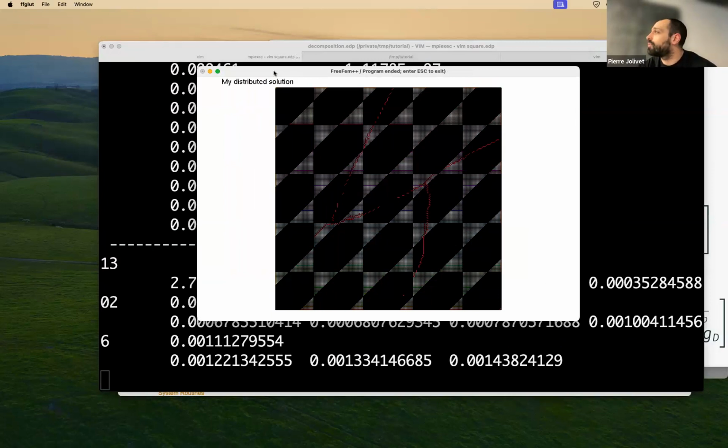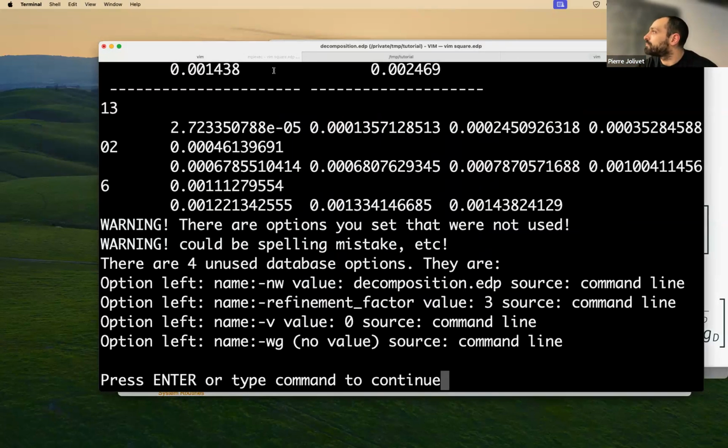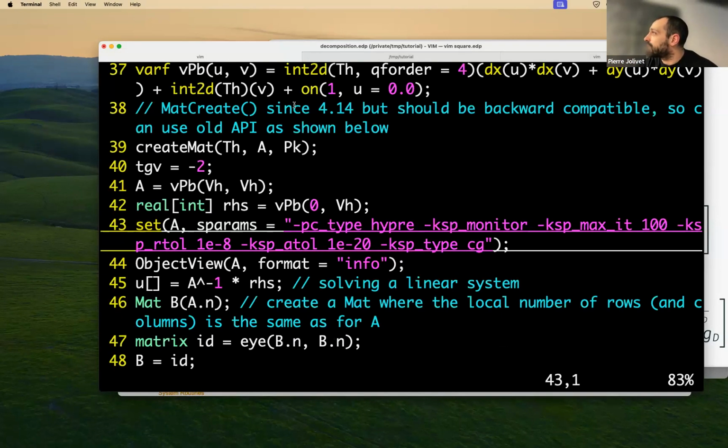So this can be useful when you don't want to deal with an initial fine mesh, because loading a centralized fine mesh can be quite consuming in terms of memory. And so instead, you can start with a rather rough mesh and then perform uniform mesh refinement. Okay, so this was one thing.